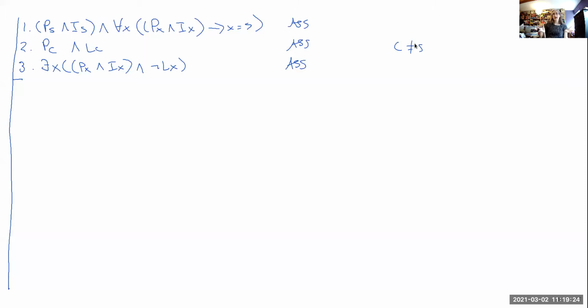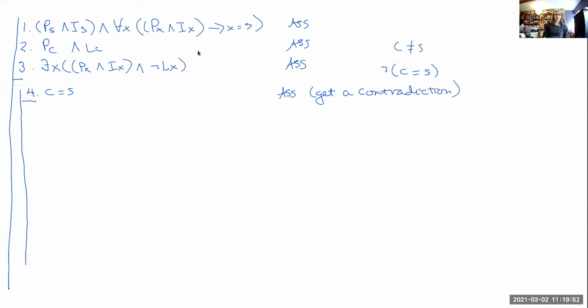Now, because this is a negation, so remember that this is just shorthand for it's not the case that C equals S, I can use my propositional proof strategy, which says if you're trying to prove a negation, assume the opposite, try to get a contradiction, and use negation elimination or negation introduction. So I'm going to assume that, in fact, C does equal S, and I'm going to try to get a contradiction.